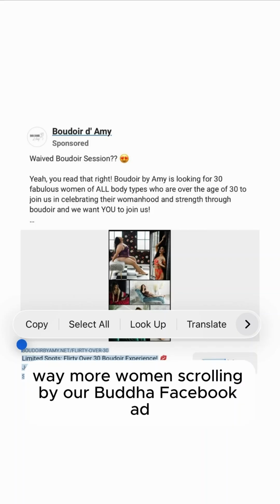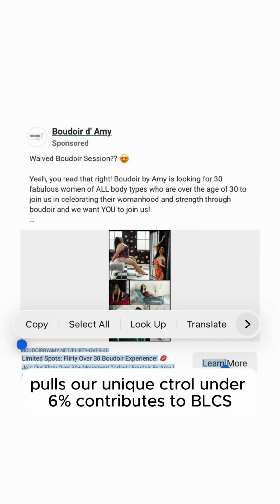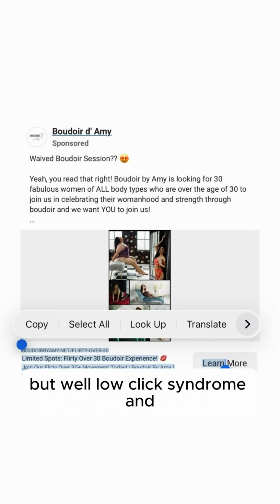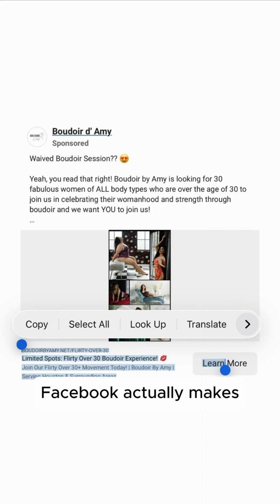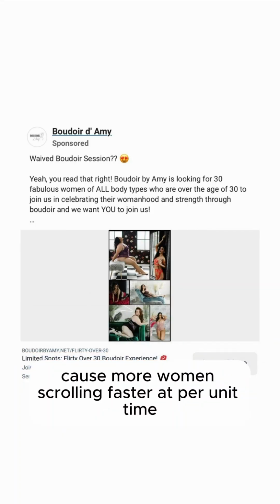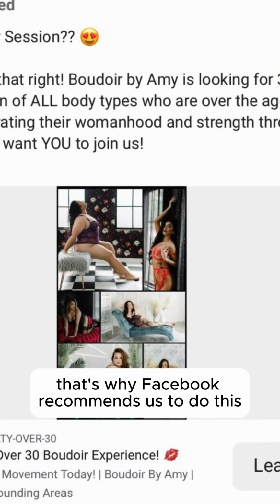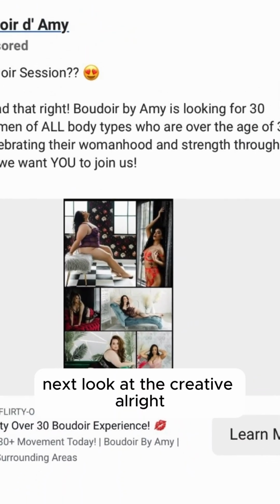way more women scrolling by our Boudoir Facebook ad than necessary, which actually pulls our unique CTR under 6%, contributes to BLCS, Boudoir low click syndrome, and Facebook actually makes more money per unit time from this because more women are scrolling faster, so Facebook can serve more ads per unit time. That's why Facebook recommends us to do this. Next, we'll look at the creative.